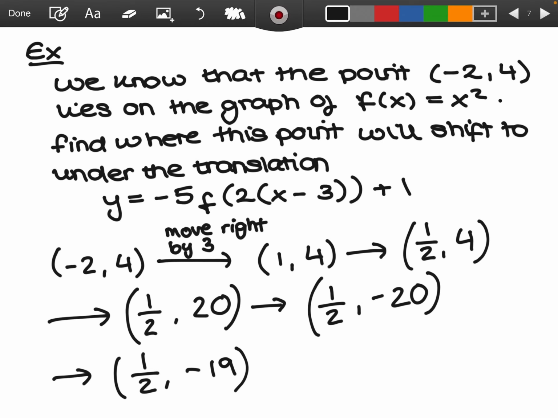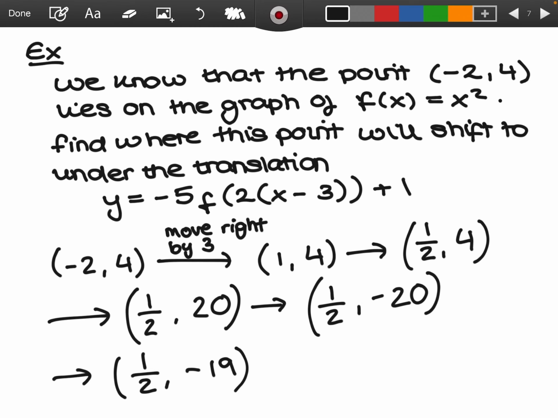Then I know I'm working inside out. I'm then going to move to the right by 3. I've then got a compression happening by a factor of 1/2 in that horizontal direction. Again, it will only affect the x coordinate. Then I deal with anything vertical, meaning it's going to affect the y coordinate.